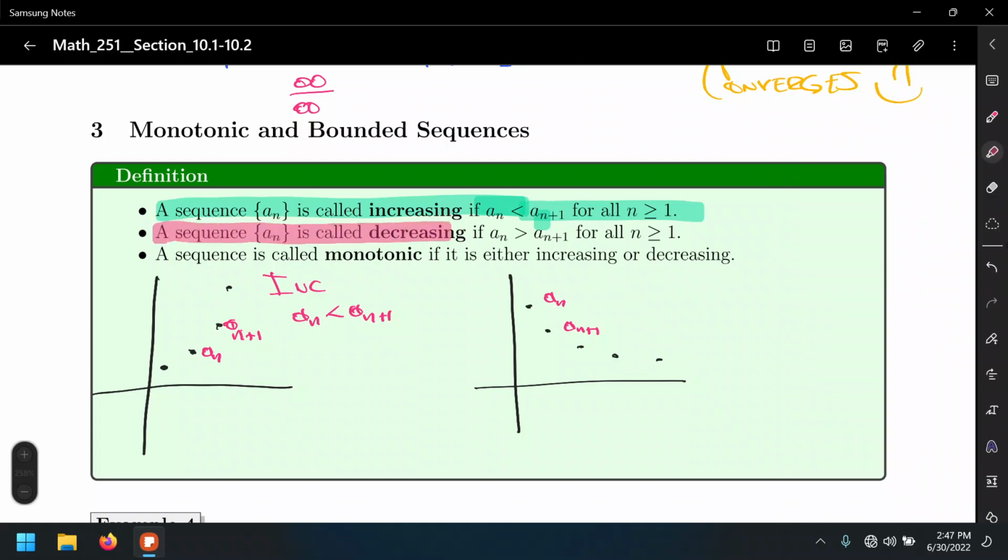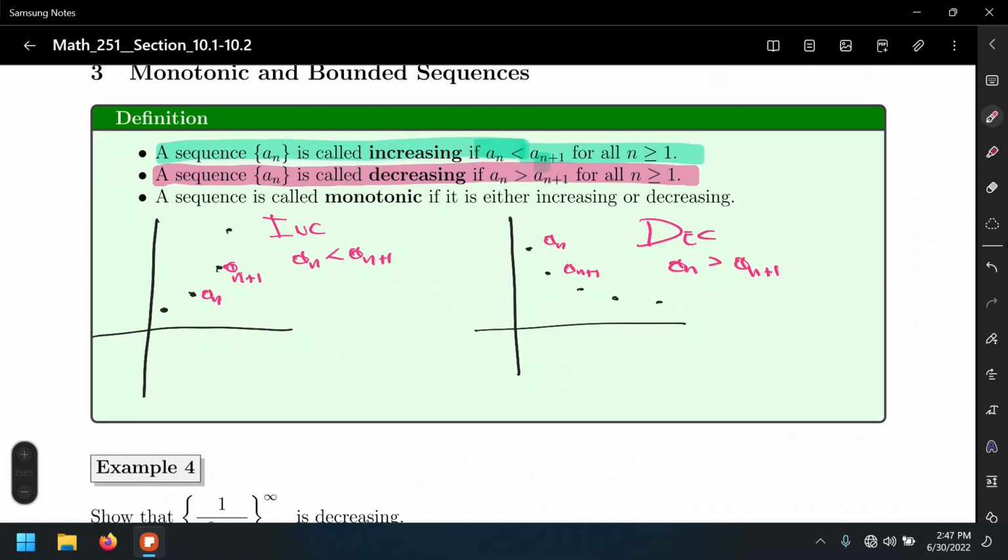In this case, a sequence is decreasing when a given term is greater than the following term. So this is decreasing because a sub n is, in this case, greater than a sub n plus 1. The idea is really nothing new, except that we're doing this picture for the graph of a sequence as opposed to the graph of a function like you did back in Calc 1.